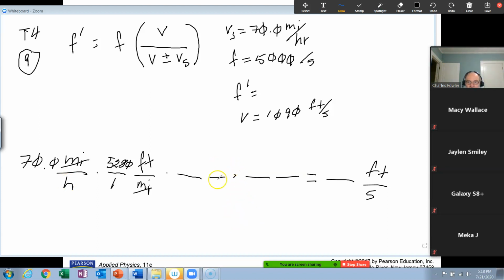One of them will go on top and one on the bottom. Which goes where? Anybody? Bottom. Which one? Hours. If you put hours on bottom, then you're going to wind up with minutes per hour squared. Okay, I'm losing you. Did you change that to hours on top? I can't hear you anymore. Okay. Hours on top and minutes on the bottom.